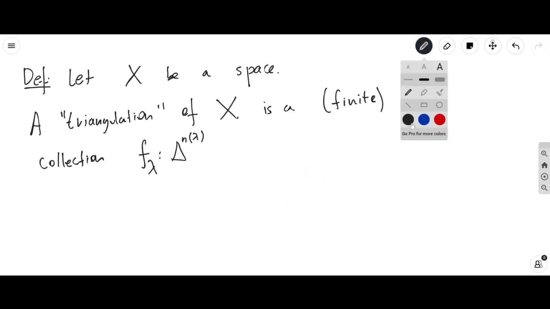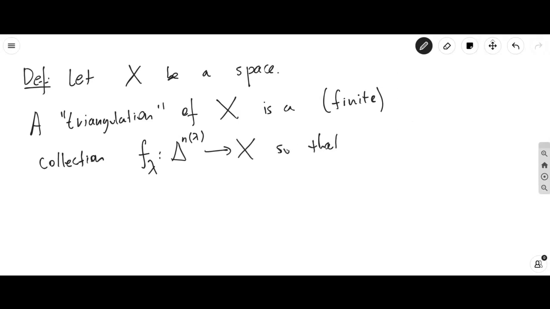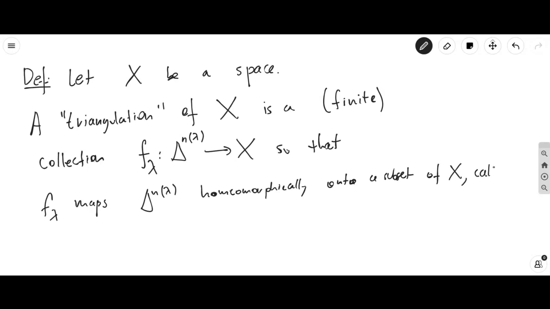So it's a collection of maps from a geometric simplex into your space, so that f lambda is an embedding, so it maps delta n lambda homeomorphically onto a subset of X. Let's call it X lambda. And the following properties are satisfied.